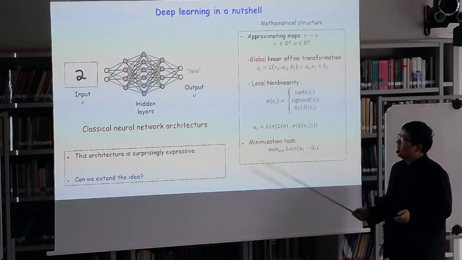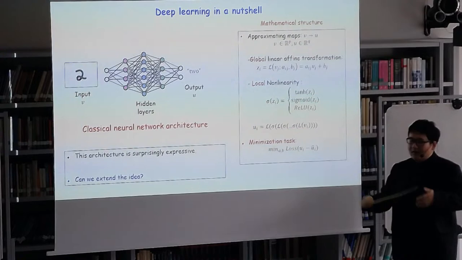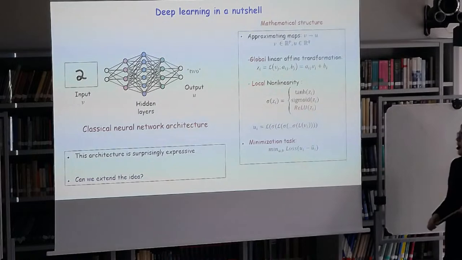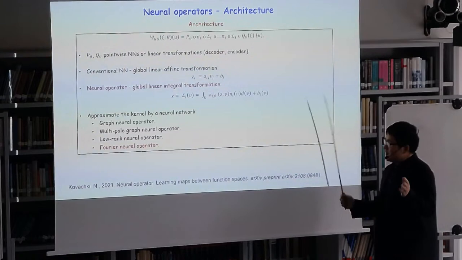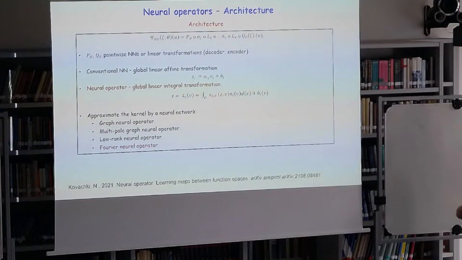Meaning that if I train V and U at a certain resolution, and I have data which has a finer or coarser resolution, I can't just use it. And that is basically the key idea that we have: we want to generalize this into function spaces. And we came up with a name. We call it neural operators. And the architecture we came up with is kind of a direct extension of the neural network architecture.